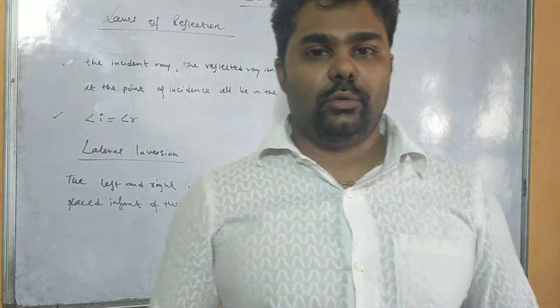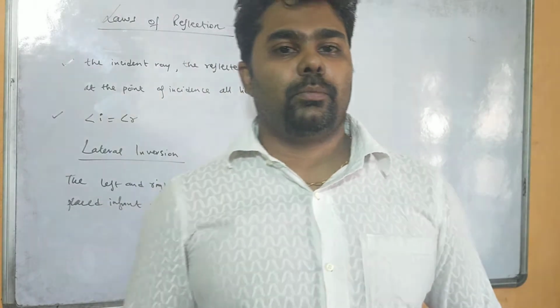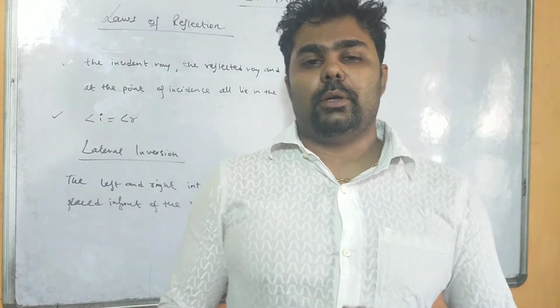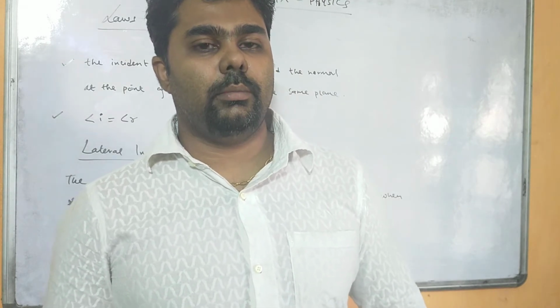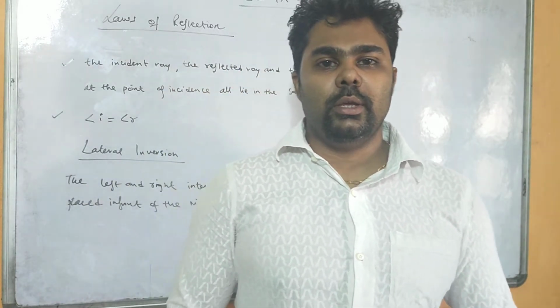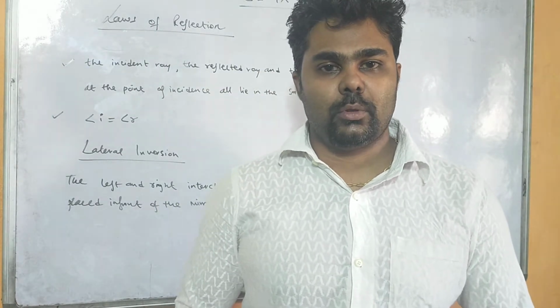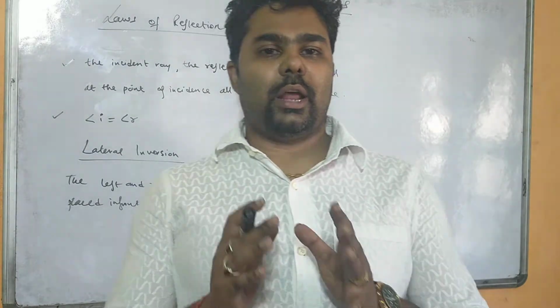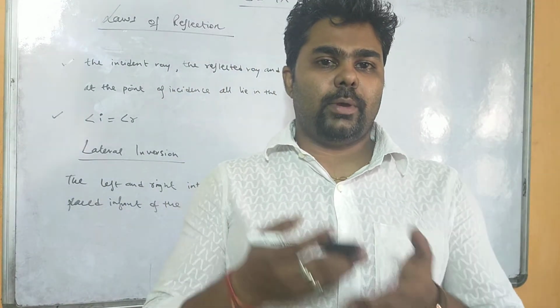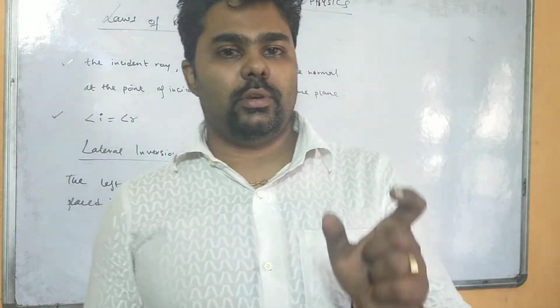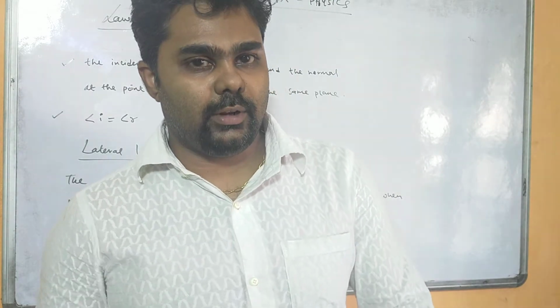So this is the continuation video on the chapter reflection of light. In my previous class we came across the definition of reflection of light, that is bouncing back of light in the same medium after reflecting from a smooth or plane surface. Also we have seen whenever a light ray falls on a reflecting surface, it bounces back in the same medium, and here angle of incidence becomes equal to angle of reflection.